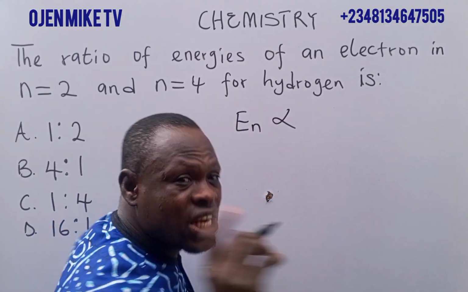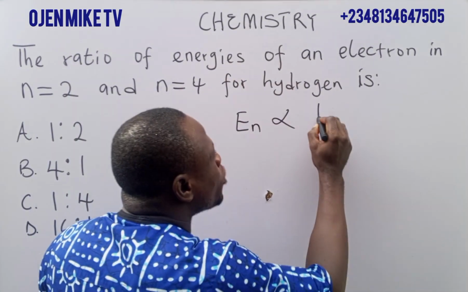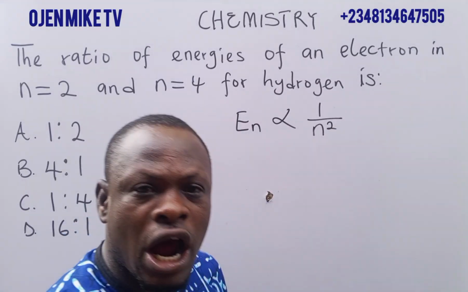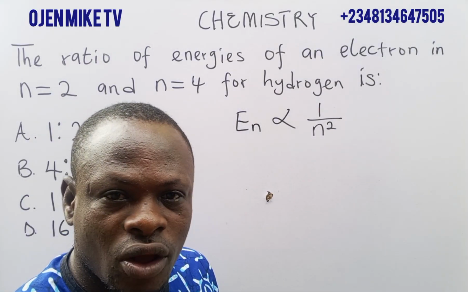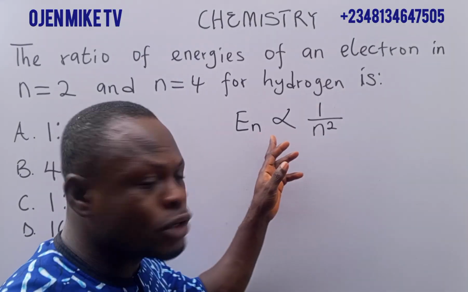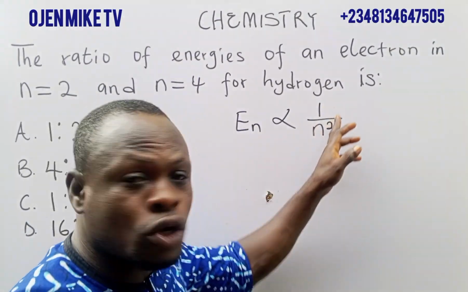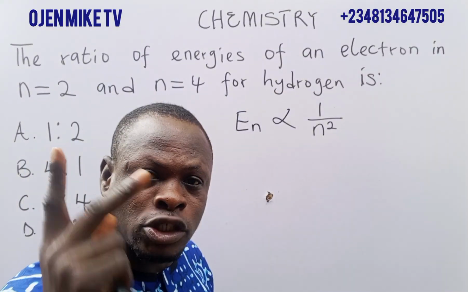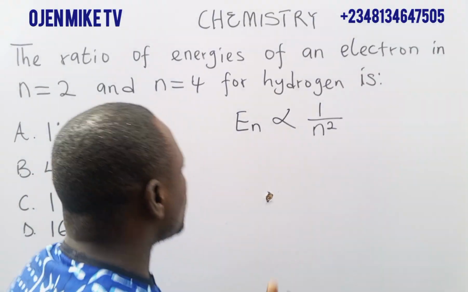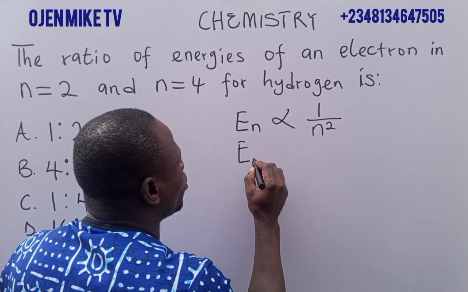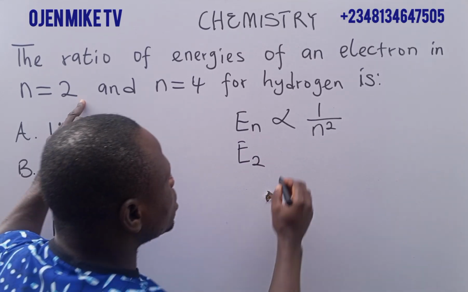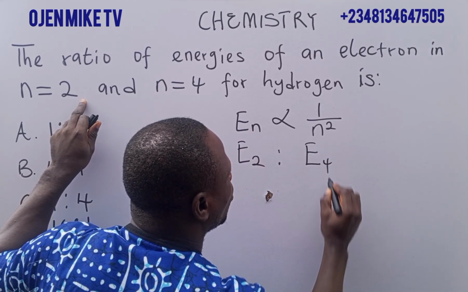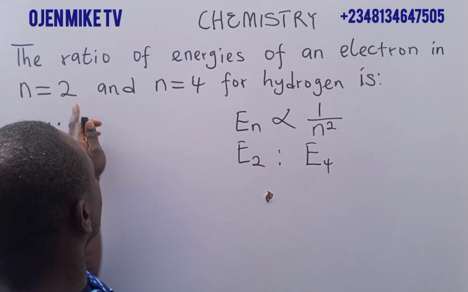In Bohr's energy formula for an electron, the energy level of the principal quantum number is inversely proportional to the square of the principal quantum number, all right? And we are given two sets of principal quantum numbers: principal quantum number 2 and principal quantum number 4.